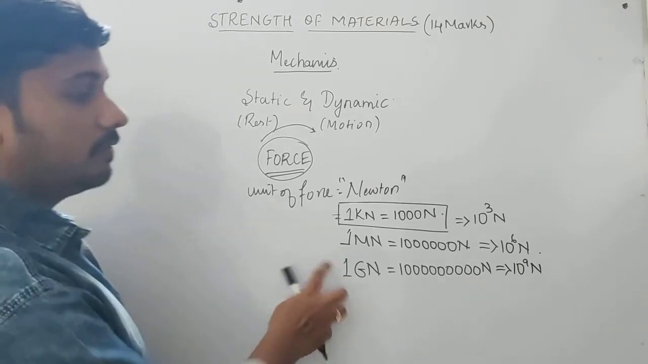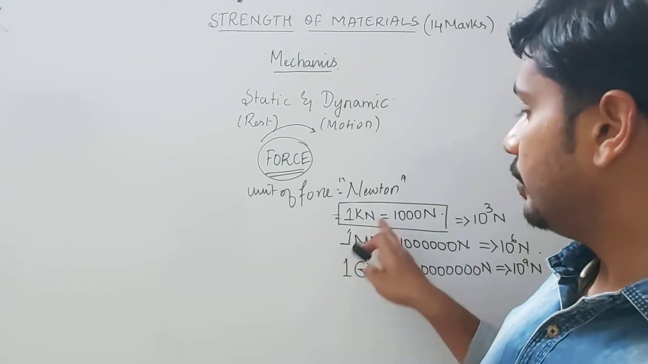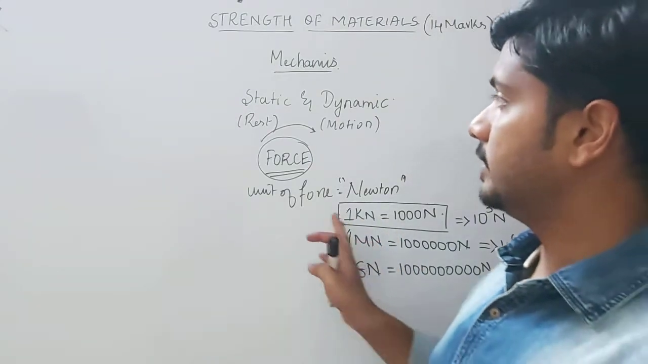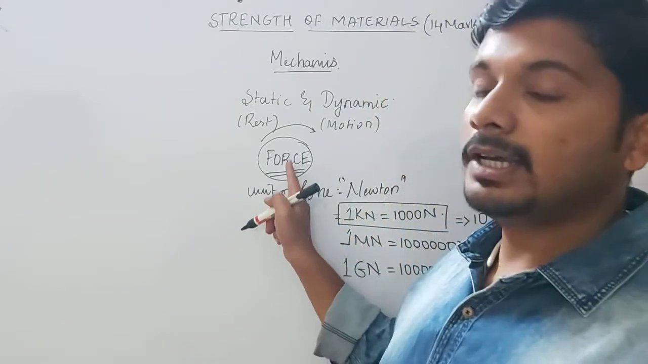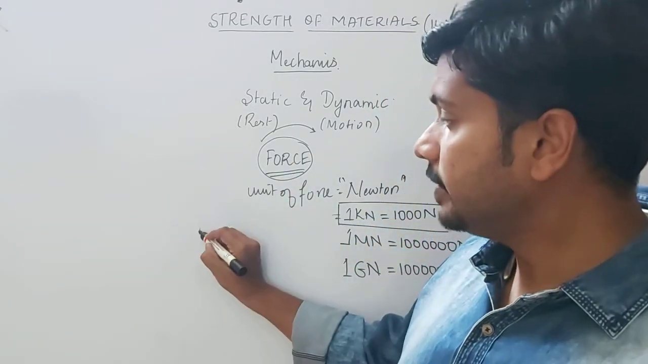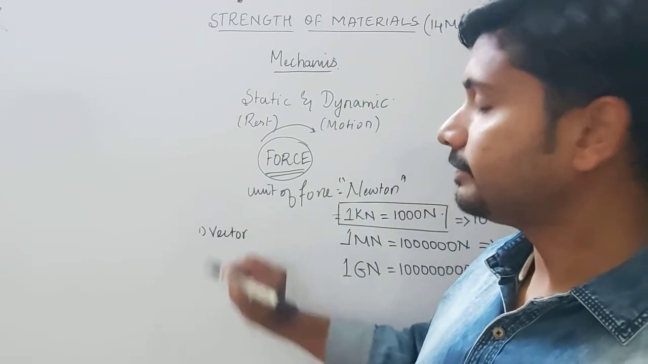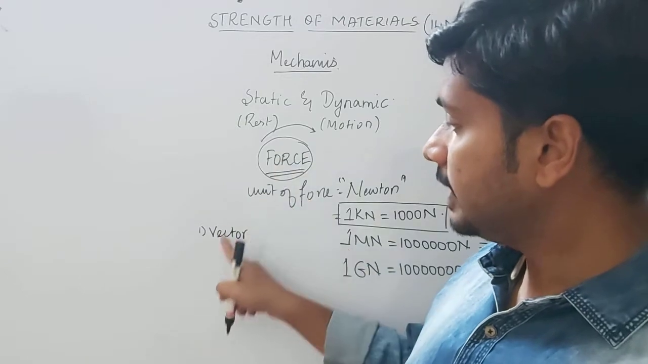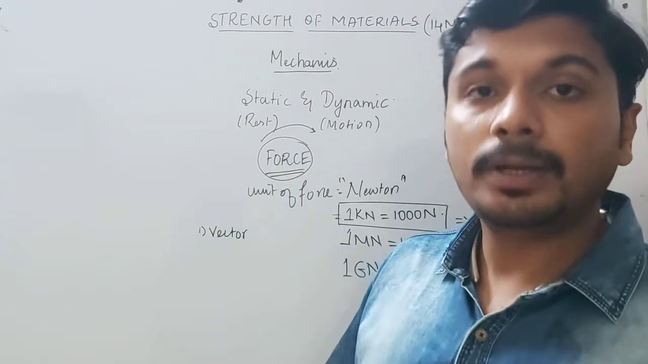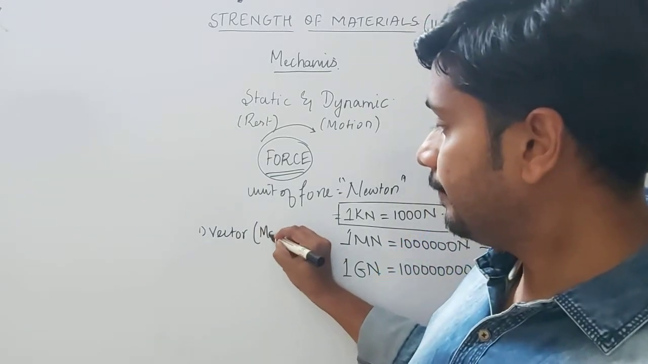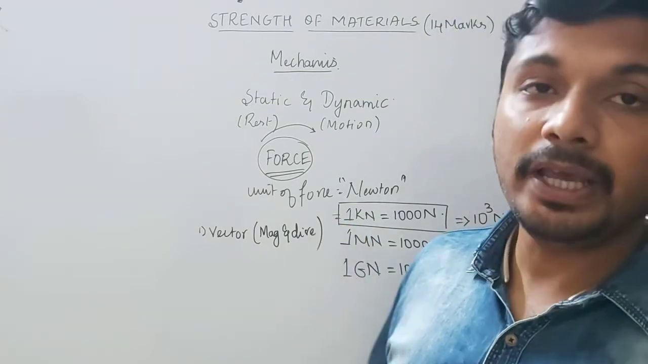These are some of the concepts that will be asked in the DCET: what is 1 mega Newton, 1 kilo Newton, 1 giga Newton? That is very important in mechanics. Force is a vector quantity. First and foremost, force is a vector quantity, which means it has both magnitude and direction. Both will be given.